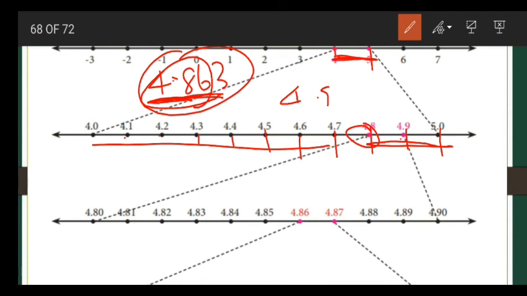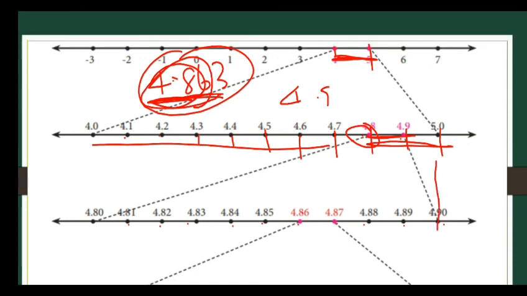We have to magnify this. Divide this distance into 10 equal parts. So you will get 4.80, 4.81, 4.82, 4.83, 4.84, 4.85, 4.86, 4.87, 4.88, 4.89, 4.90. Okay, now we have to see where this 4.86 lies. So we will get 4.86 here, right?